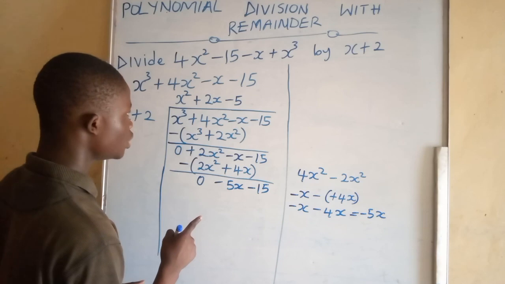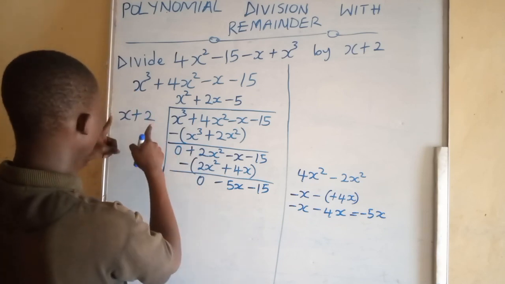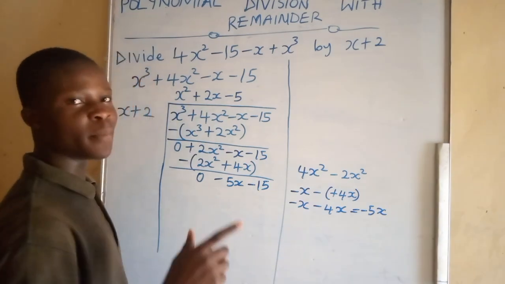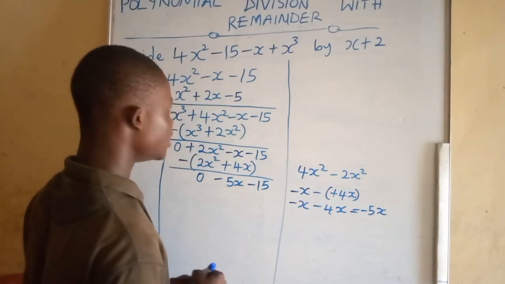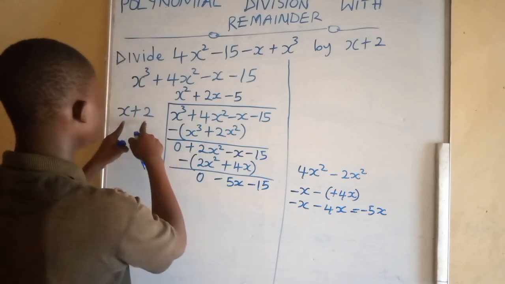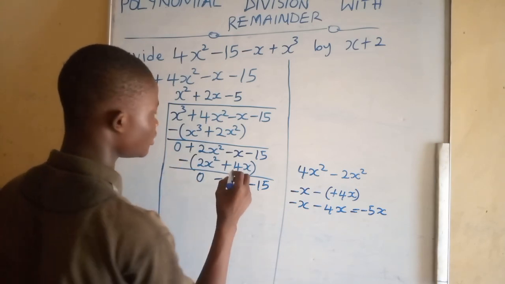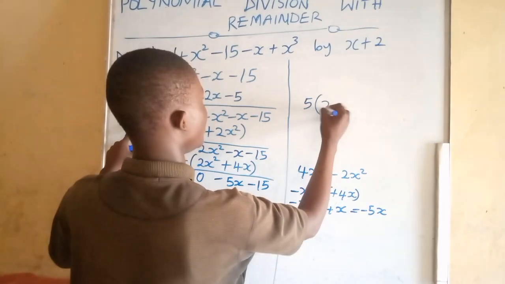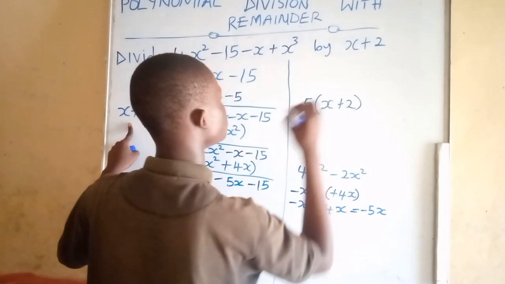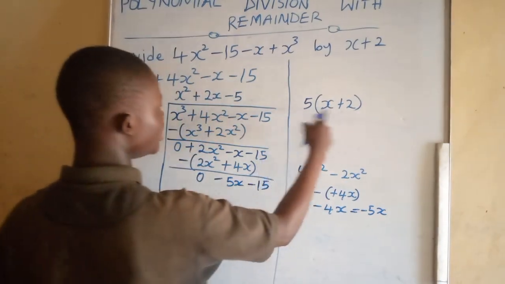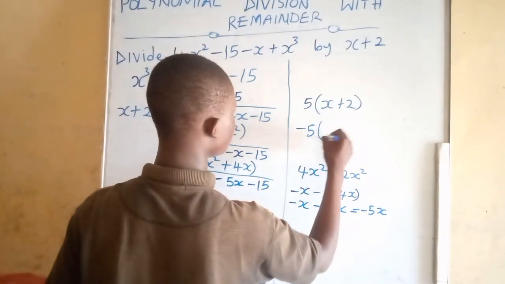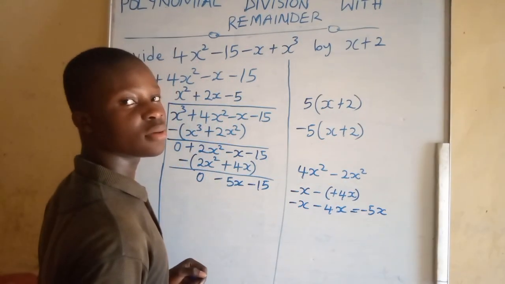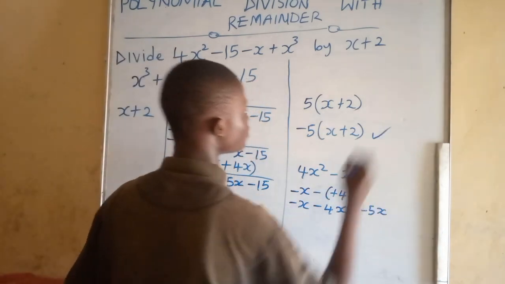Now, tell me what the next step should be. The next step should be what? Multiplying everything here by what is here. Now, one of the major things that confuse students is that when multiplying this, they will do it like this: 5 into bracket x plus 2. Now let me ask you, between this and this, which one is correct?